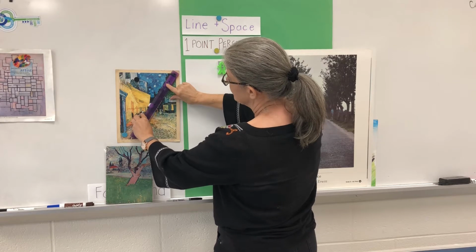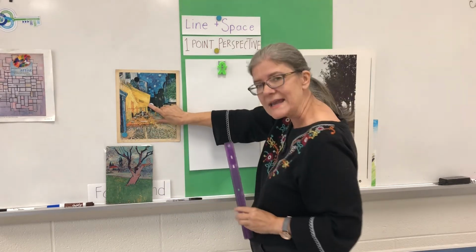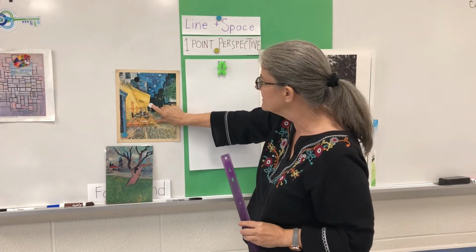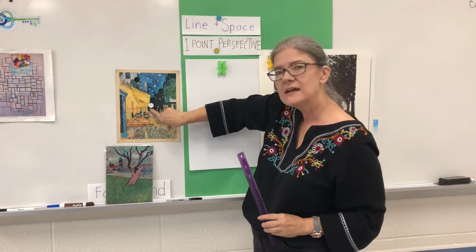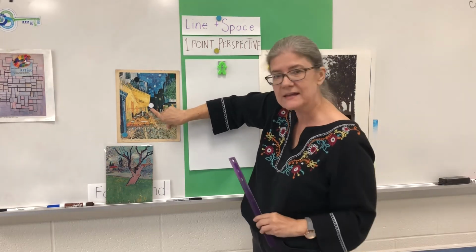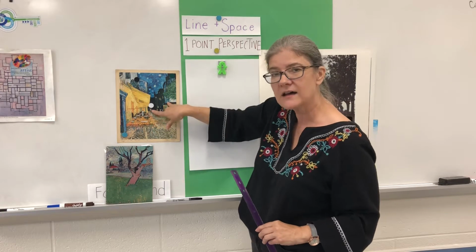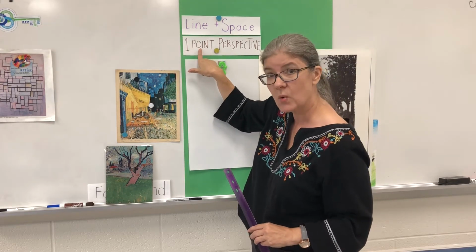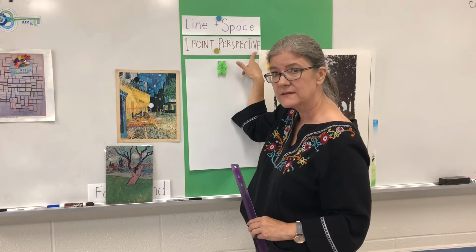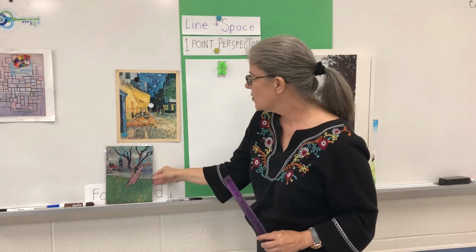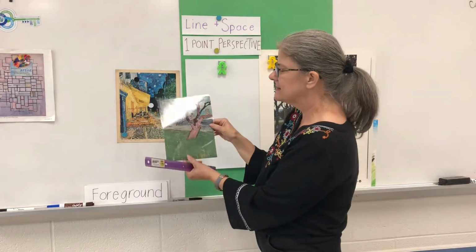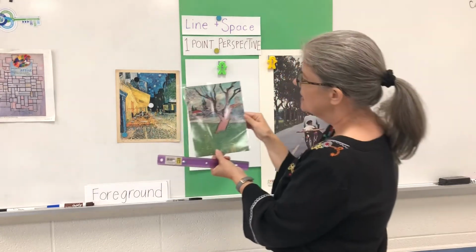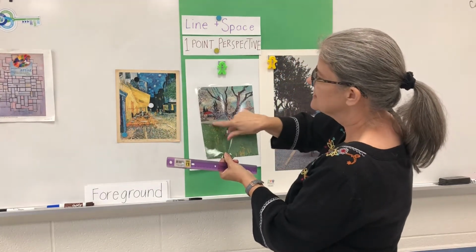This lines up right there too. I wanted to put that white magnet there so you could see that. That would be like a dot that's somewhere hidden in this painting, and that dot is a point, and that's why we call this 1-point perspective. I'm going to point out this, it's kind of shiny because it's laminated, another landscape that uses lines.